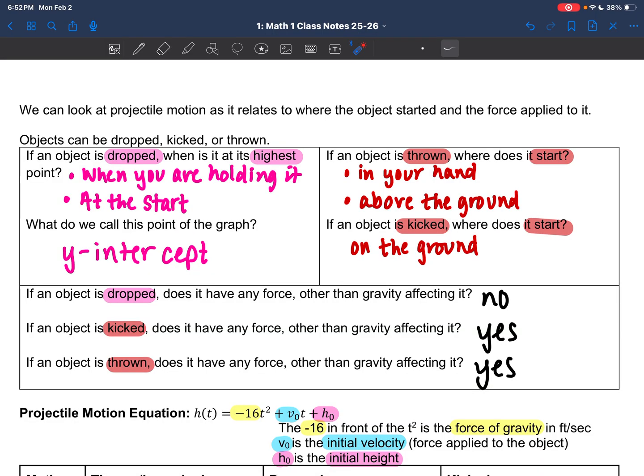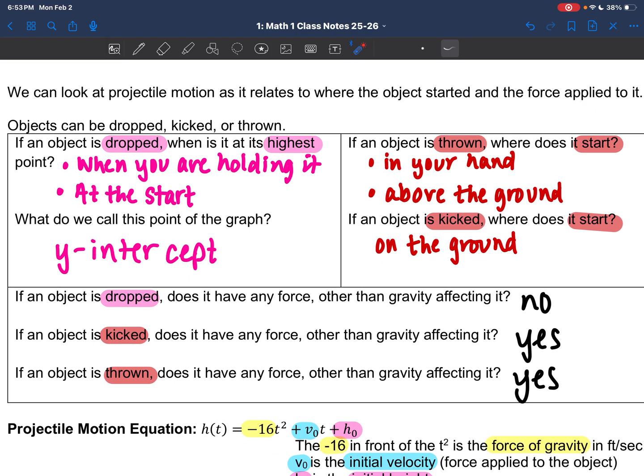Okay, so now we can look at projectile motion as it relates to where the object started and the force applied. So now we're going to start figuring out how to set up the equations based on the information it's given. So if an object is dropped, when is it at its highest point? So if it's dropped, it's when you're holding it and at the start. So you're going to look at the y-intercept. Now, if an object is thrown, where does it start? Well, it's going to start in your hand, and it's going to be above ground. So if an object is kicked, it's going to be on the ground.